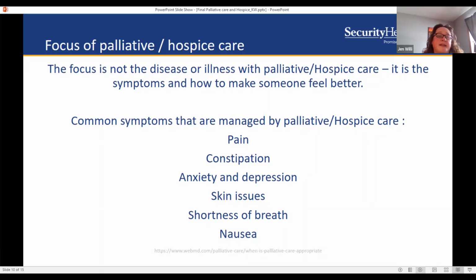Common symptoms that are managed by palliative care and hospice care are going to be pain and constipation, anxiety and depression, skin issues, shortness of breath, and nausea. Again, these are just a few. They manage a lot more than that. And we also know that sometimes by treating one of the symptoms, it's going to help in other areas and alleviate other symptoms. But again, every day and every situation is different, and they're going to continually strive to make that person comfortable.